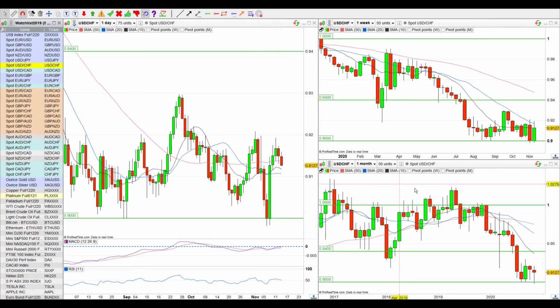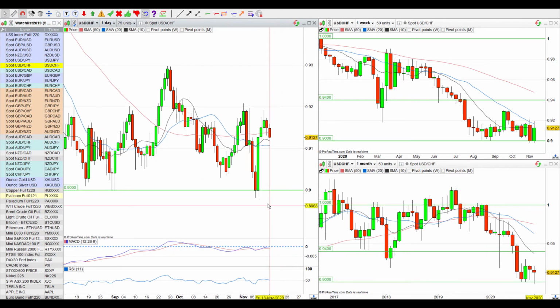That is showing some potential for a different outcome, but that monthly, of course, is still looking quite weak. So alternatively, if it falls in line with the rest of the pairs, it will just come back down to this 0.9 level and potentially finish even below that.